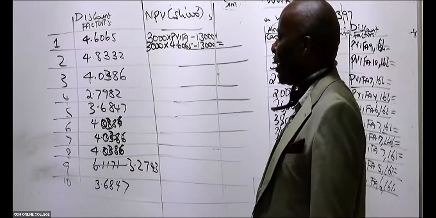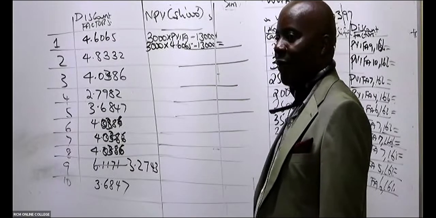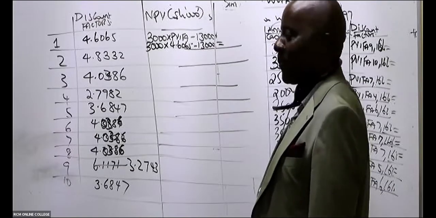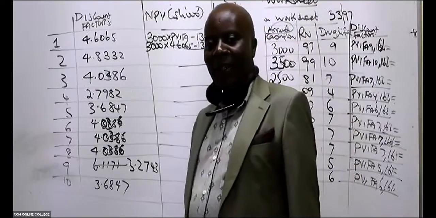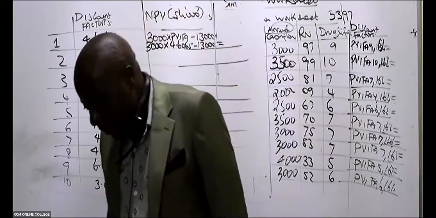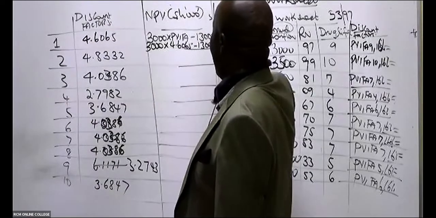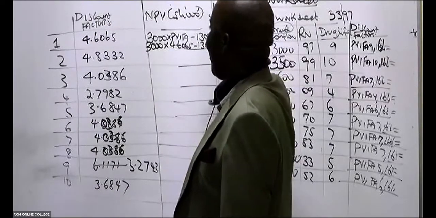3,000 times 4.6065. Are you getting a funny figure? My online ninjas are getting 819.5. Is that okay? Yeah. So you got the second one.